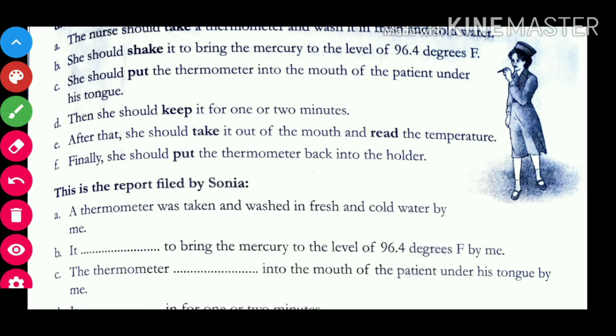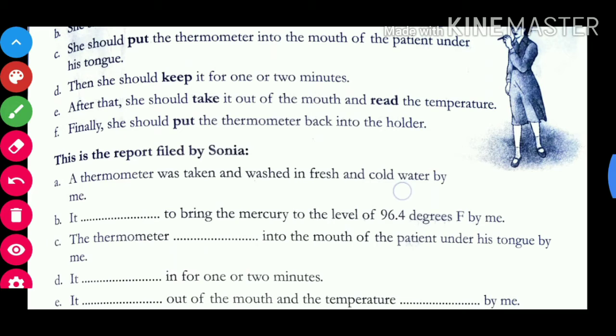Come to C. She put the thermometer into the mouth of the patient under his tongue. So put का फॉर्म कैसे चेंज हो जाएगा? Was put. Okay, put का कोई फॉर्म चेंज नहीं होता है. Put हमेशा put रहता है in every form, whether it is V1, V2 or V3. It never changes its form. So what was put? अपन बोलते हैं ना putted. Putted is wrong word. Okay, so put was put.